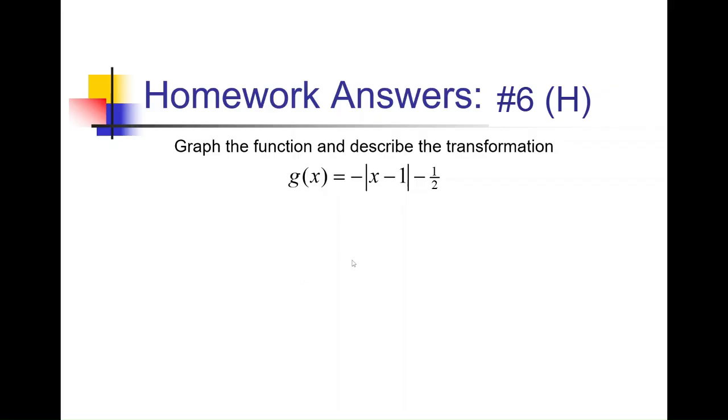For this next problem, which is on the honors problem set only, we're trying to graph the g function and describe the transformation. So let's start with our parent table, absolute value.